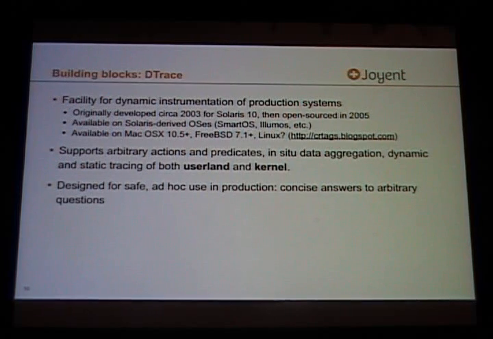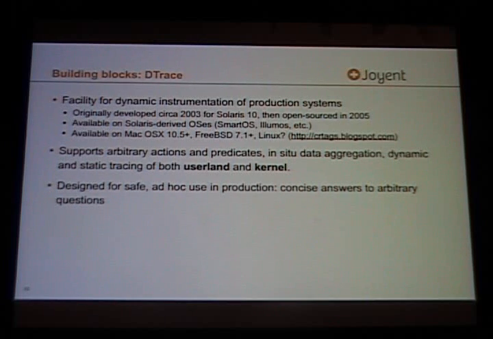So it's available on Solaris-derived operating systems, including the Illumos fork, as well as SmartOS, which is Joyent's operating system that's based on Illumos. It's been ported to Mac OS X and FreeBSD. We could spend an entire talk on just DTrace, so what I want to focus on right now is a couple of key aspects. DTrace is designed for absolutely safe instrumentation of production systems for performance analysis, among other things.